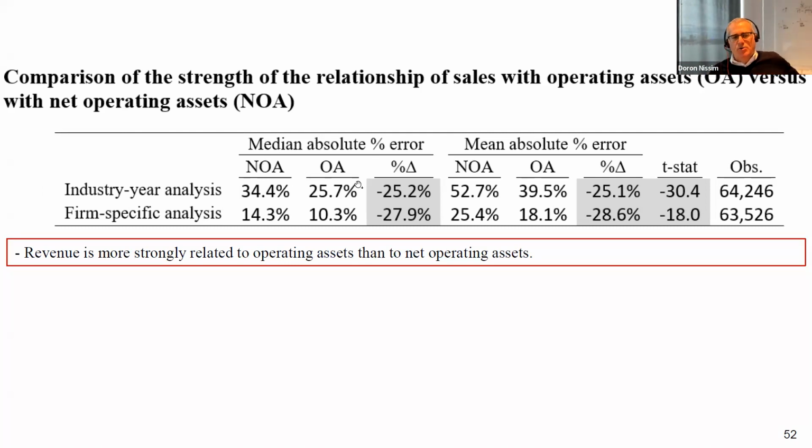And you see that there is a huge reduction in the error when you base this on the relationship of sales to operating assets versus sales to net operating assets, both in the median and in the mean. And they're very highly significant. The same result when you look at the relationship over time for the company. So clearly, you don't want to measure turnover relative to net operating assets. You want to measure it relative to operating assets. So this is the result.